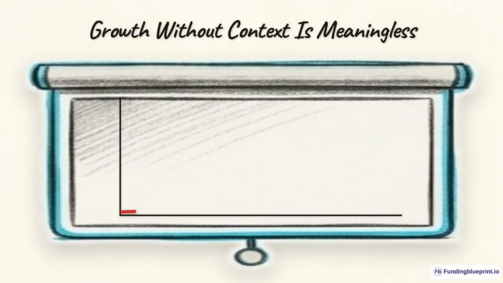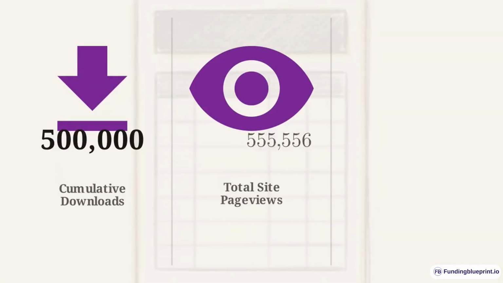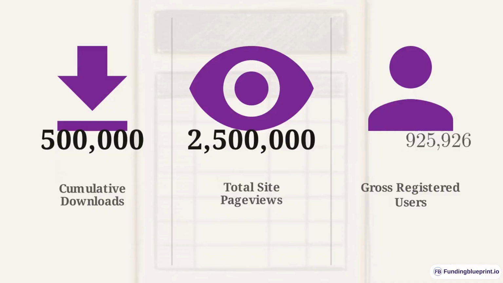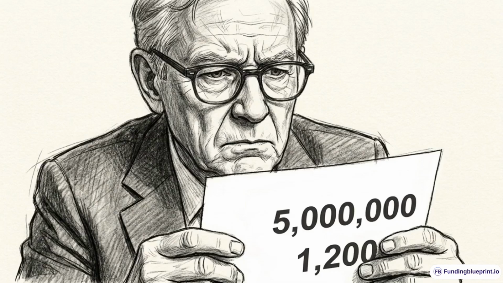A vanity metric is any number that goes up over time, but does not actually inform business decision-making. Tracking cumulative downloads, total site page views, or gross registered users feel highly impressive to the person who built the product. To an investor, a raw, isolated number provides zero actionable context.